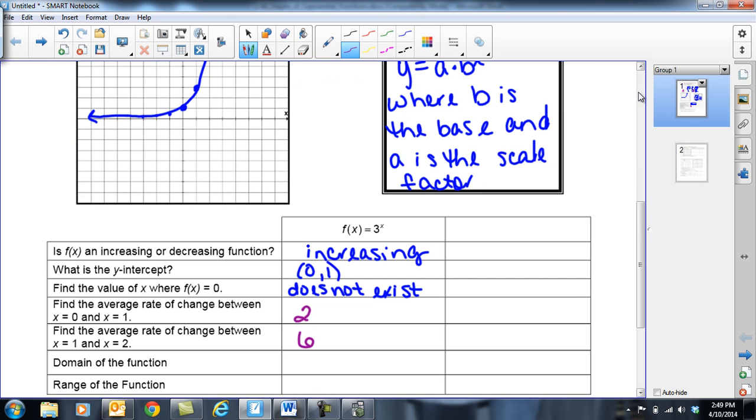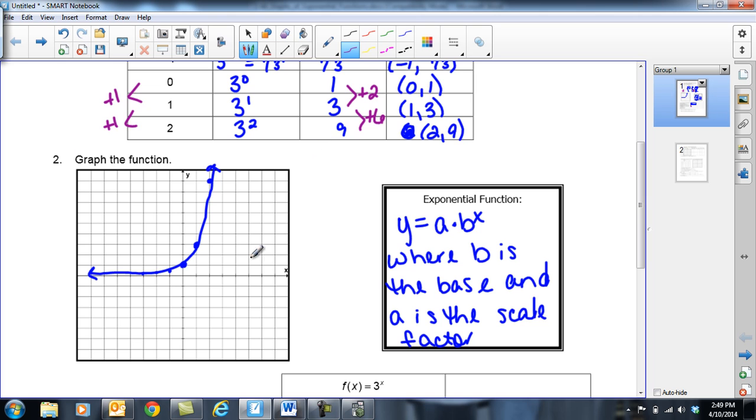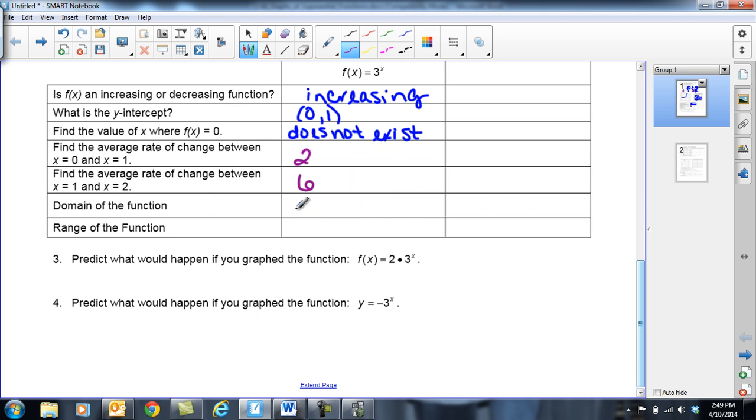Now the domain of the function, it's got arrows on either end. It's going to the left and to the right forever. So we get to say that it is all real numbers. For the range of the function, we just have to say that it is everything greater than 0. You cannot say greater than or equal to 0, because like we talked about a minute ago, it's never going to actually equal 0. It's just going to get really close.